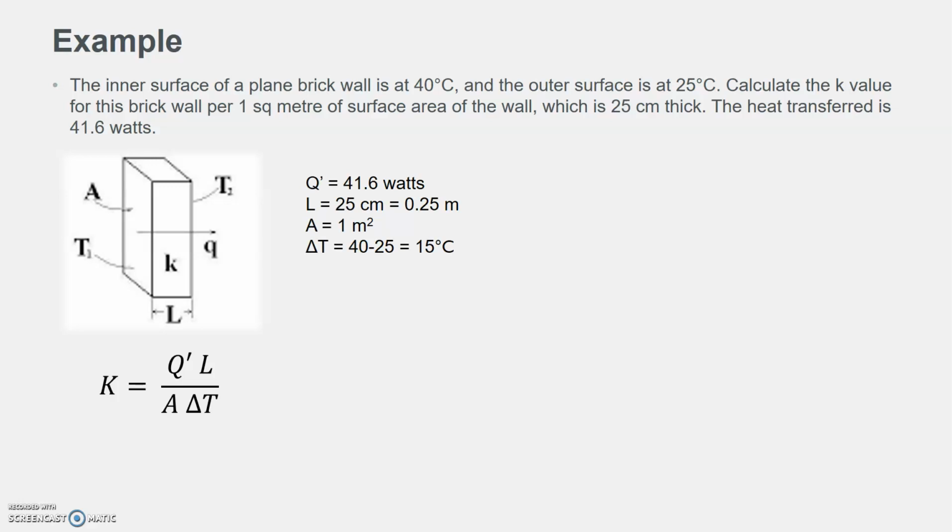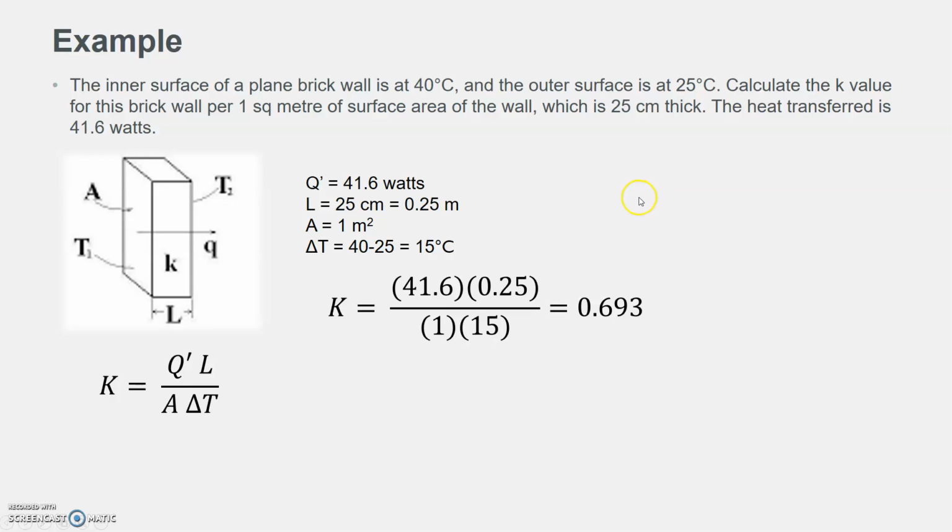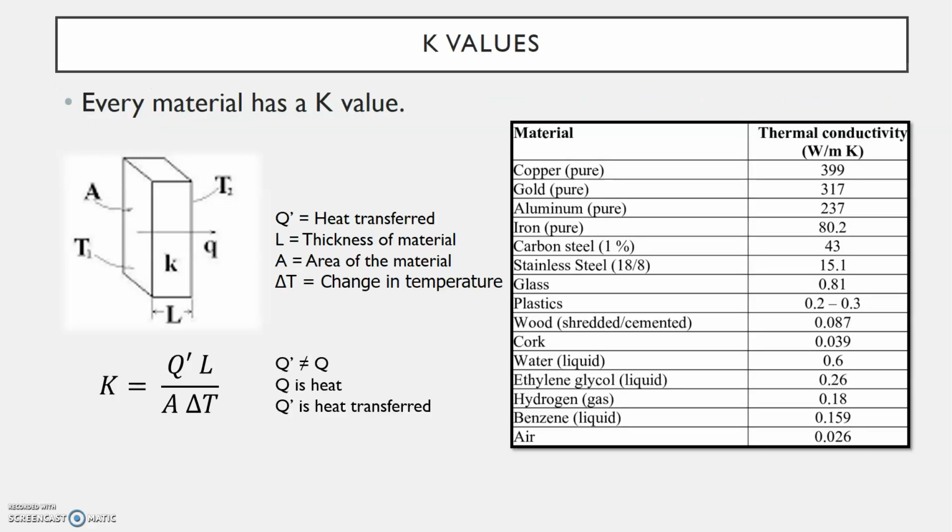All right, so again, we say 41.6 watts is our Q prime. Our width is 25. Now, this is important: it has to be 0.25 because it has to be in meters, not centimeters. And our area is 1 meter squared. The temperature difference between 40 and 25 is 15 degrees, and we plug that in and we get 0.69. So we can look at that 0.69, and we're somewhere near the values for water.